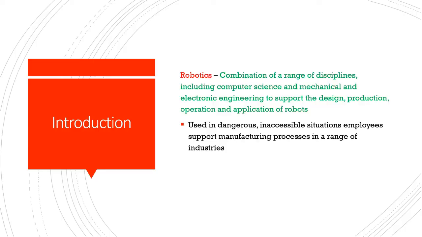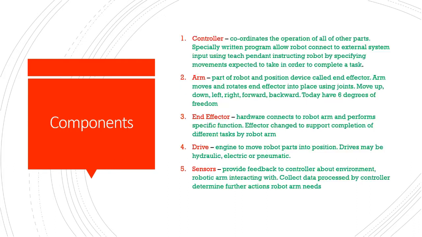So robotics, and what actually is it? Well, robotics is a combination of a range of disciplines. These can include computer science, like we just said, along with mechanical and electrical engineering. And this is to support the design, production, and operation, but also the application of robots as well. Robots are typically used in dangerous and inaccessible situations where employees can't get to, and therefore it supports the manufacturing process in a range of industries, which we'll talk about towards the end of the video.